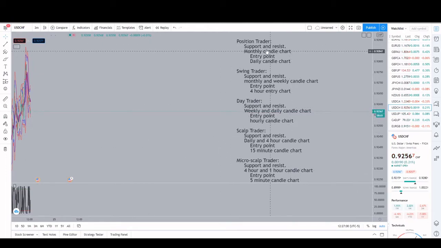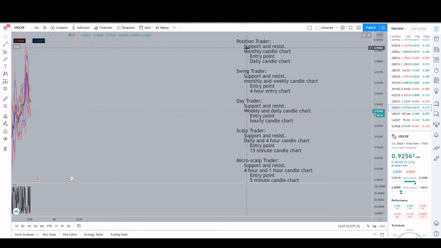So for your support and resistance, and this also goes for reading market conditions, okay? Before you trade, your pre-market analysis should consist of marking down your support and resistance lines, as well as just reading the market conditions. But for position traders or long-term traders, you're going to want to be using the monthly candle chart for those two things, okay? And then when you see a trade that you might want to take, you're going to want to dial in on the daily candle chart, okay? This will allow you to get a more accurate entry point.